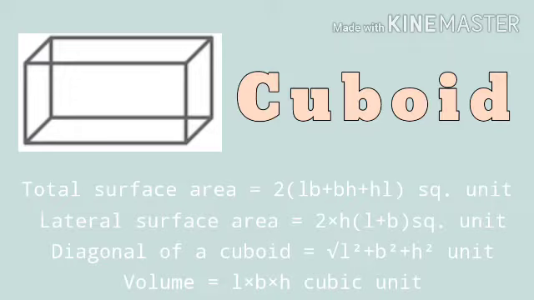Diagonal of cuboid is square root of L square plus B square plus H square. Volume equals length into breadth into height cubic unit. Now cylinder.